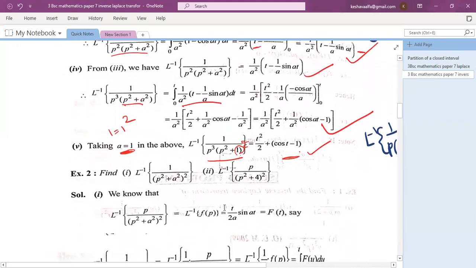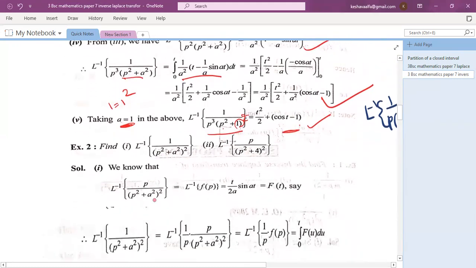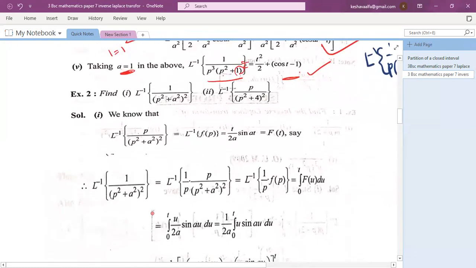Next one, what is the inverse Laplace transform of 1 by p square plus a square whole square? So we know from the last chapter, that is the multiplication by p method, L inverse of p by p square plus a square whole square is equal to t by 2a sin a t. So this can be written as 1 by p square plus a square whole square. Just multiply p in the numerator and denominator. P gets cancelled, we get the same value. That is L inverse of 1 by p into p by p square plus a square whole square is equal to 1 by p f of p. This is the division by p formula.